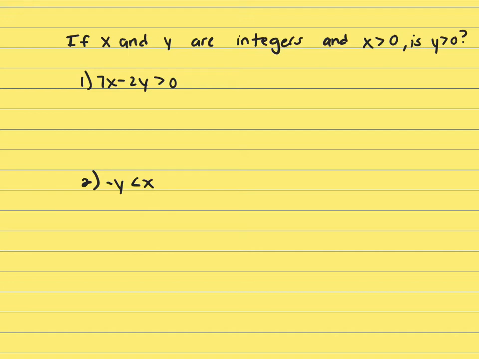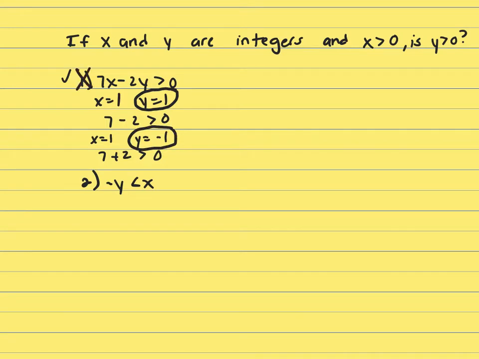Well, I'm just picking numbers out of the sky. I'm going to let x equal 1, that's greater than 0, and let y equal 1. If that's the case, you get 7 minus 2, which is greater than 0. That's true. But let's let x equal 1 and let y equal negative 1. Plug the 1 and negative 1 back in up here, and that gives you 7. A negative 2 times a negative 1 is a positive 2, and that's also greater than 0. So sometimes y is positive and sometimes y is negative. So clue 1 does not work.